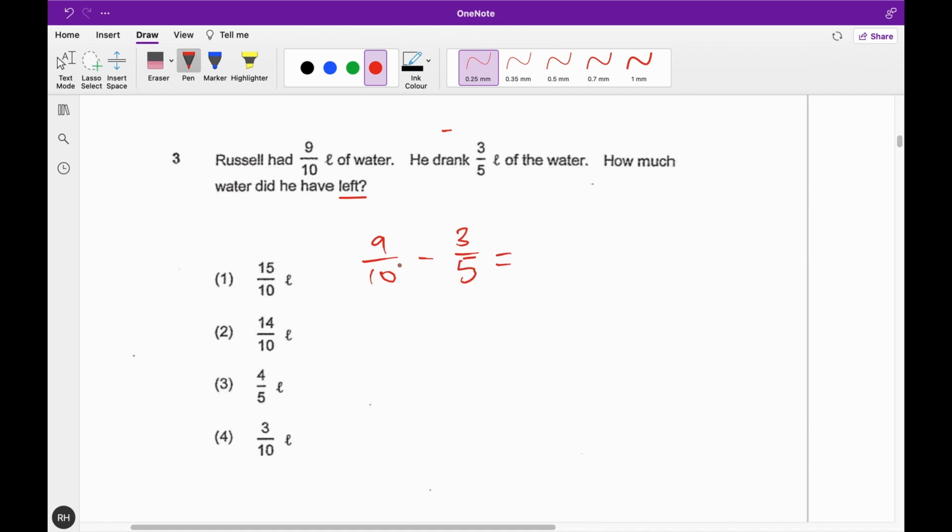Okay, so when it comes to minusing fraction, we have to make sure that the denominator must be the same. So we have 10 and then we have 5. So what we can do is times 2 to the denominator and then times 2 to the numerator. So let's write out the whole thing again. That'll be 9 over 10 minus 3 times 2. 3 times 2 is 6. 5 times 2, we have 10. And since the denominators are the same, we can then use the numerators and then we just have to follow the operations, which is minus. So 9 minus 6, we have 3 over 10 liters. Answer will be option 4.